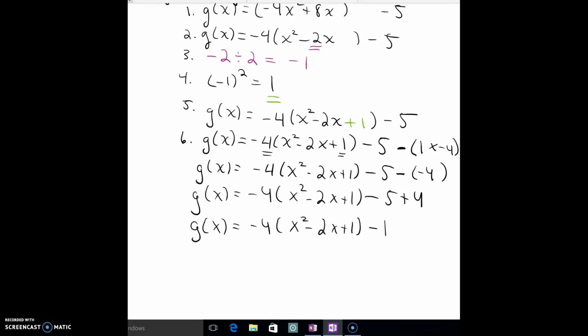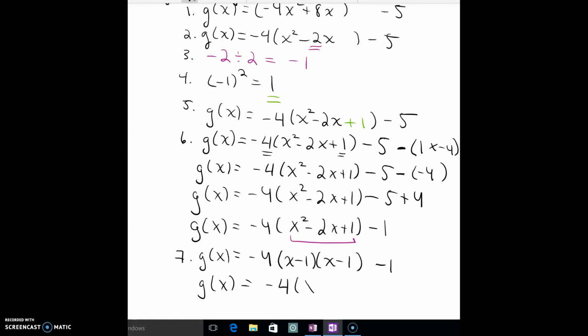Okay, and step 7, here's where we tie all the loose ends together. We get g of x is equal to negative 4, and we have to figure out how to factor. Step 7 says to factor the expression in the parentheses as a perfect square. And it will always be a perfect square because this process is called completing the square. So think of two numbers that multiply together to give us 1 and add together to give us negative 2. Those two numbers are negative 1 and negative 1. So I can rewrite that as x minus 1 times x minus 1, just bringing down that minus 1 from over there. That's equivalent to saying g of x is equal to negative 4 times x minus 1 squared minus 1.